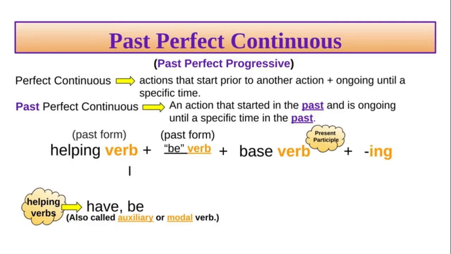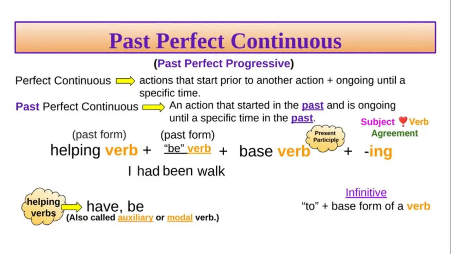Here we have a sentence using the first person singular pronoun I. The past form of the helping verb have, had. The past form of the helping verb be, been. The base form of the infinitive to walk, with an ing ending to meet that present participle. Okay? I had been walking to school.